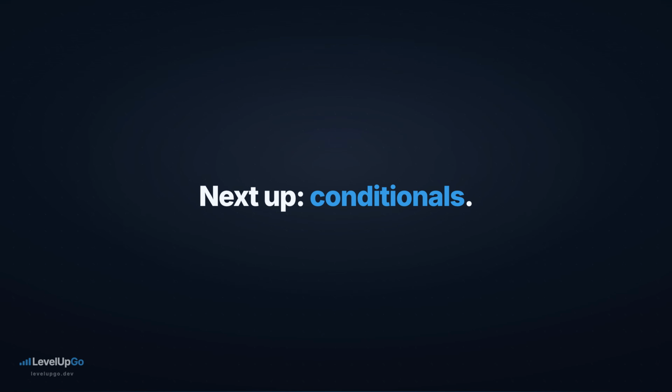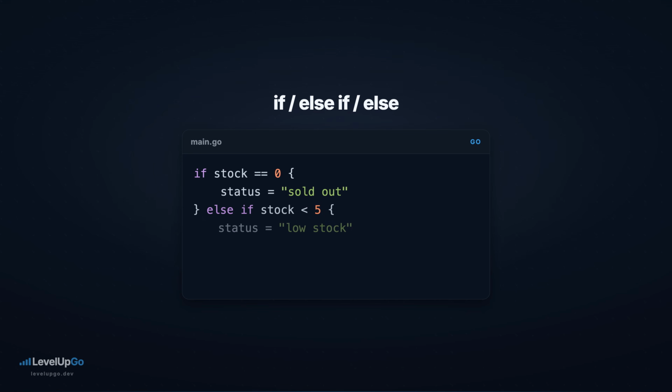Next up is conditionals. Here we have if, else if, and else. And they work the same as in other languages. So here we check the value of stock, and depending on what value it is, we set the status variable. 0 is sold out, under 5 is low stock, and anything else is in stock. One difference from other languages is there is no parentheses around the condition.